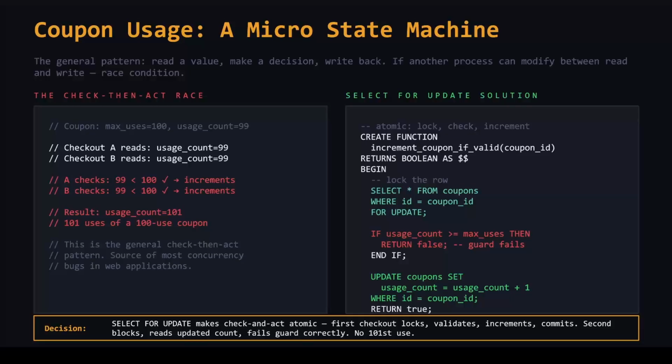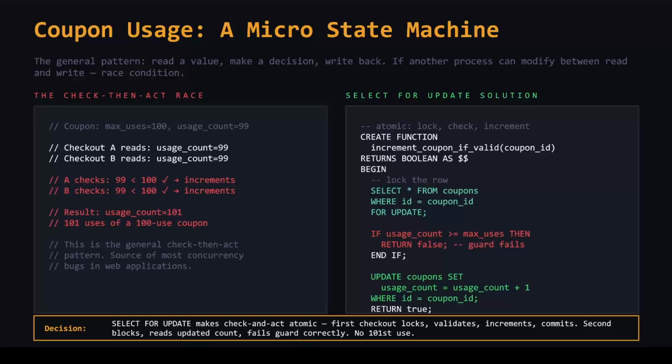A coupon has max uses, say 100, and a usage count. Two customers simultaneously read; usage count is at 99. Both check: is 99 less than 100? Yes. Both increment. The result is 101 uses of that 100-use coupon.